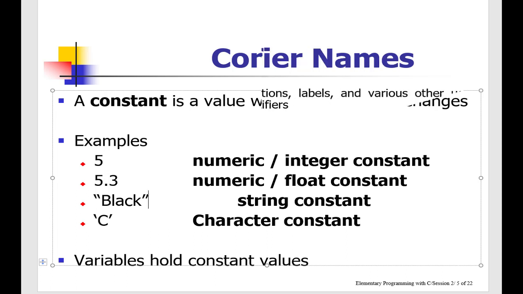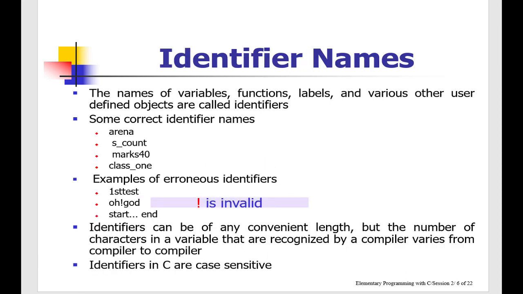Let's move on. Identifier names. What is this thing we're calling identifier names? When you look at the name of a variable, a function, label, and various other user-defined objects, we call these identifiers. It's just like the way your name identifies you from other people. So when we're writing programs, we use identifiers to uniquely name functions, variables, constants, and so on.